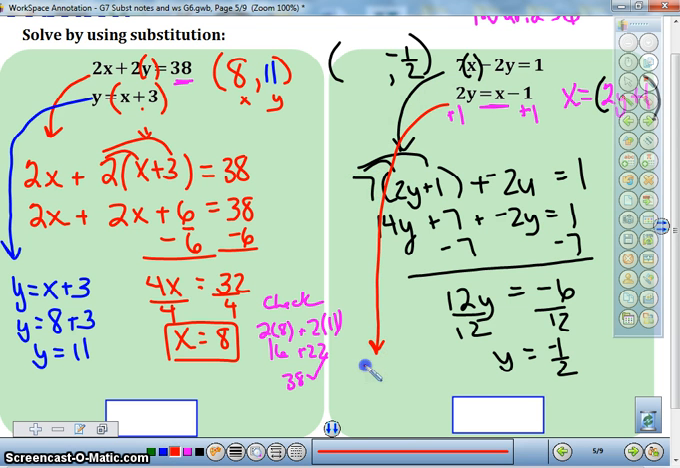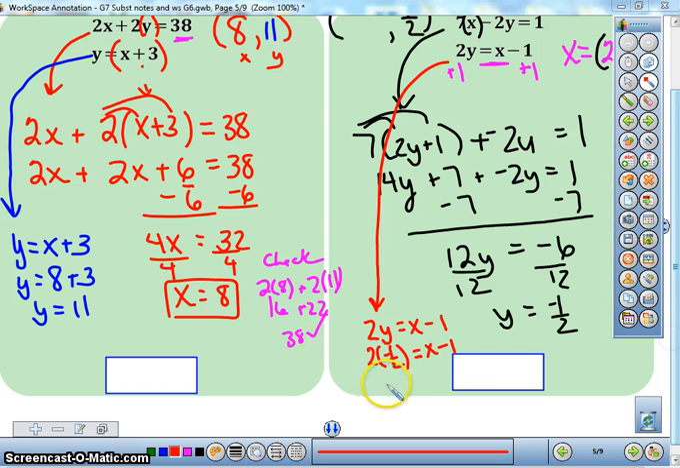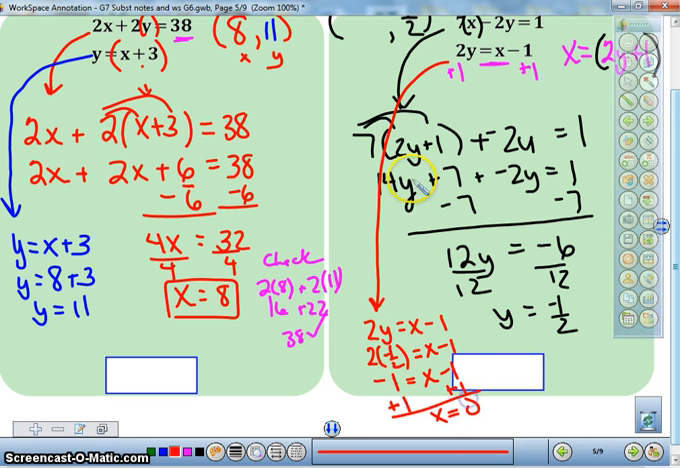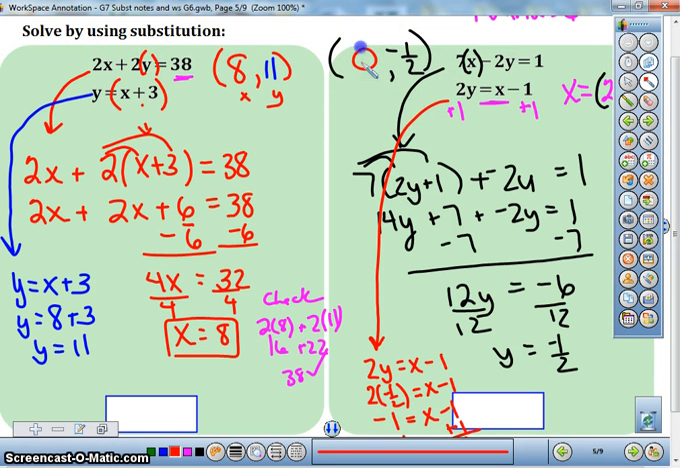I'm going to put 2y equals x minus 1. Well, 2 times a negative 1/2 equals x minus 1. 2 times a negative half comes out to be a negative 1. That equals x minus 1. We're going to add 1 to both sides, and x equals 0. Now again, we could check this one. We're going to take a look at the next two story situations because that's soon going to be coming up.